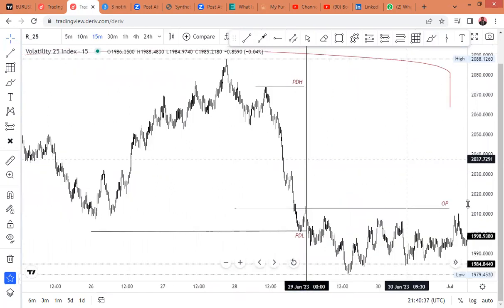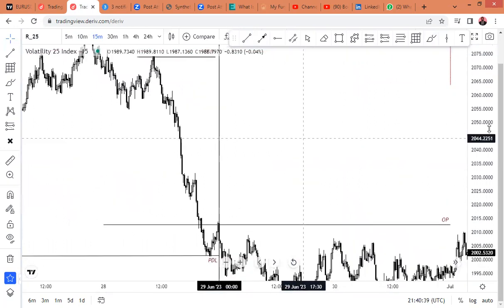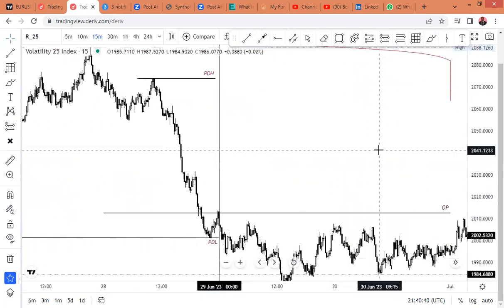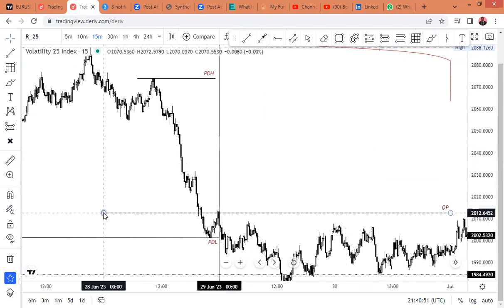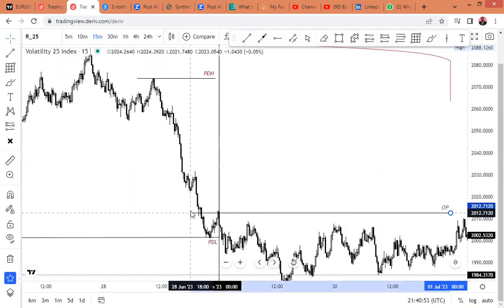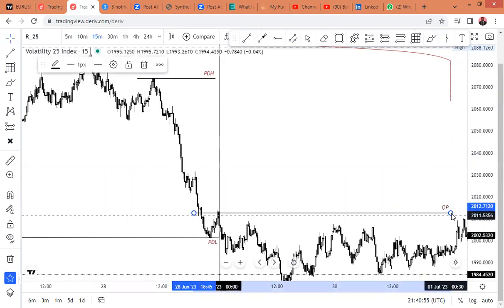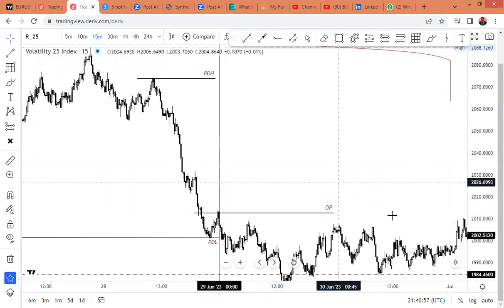Now a candle will do two things: either take the previous day high or take the previous day low, like I explained just now. Because price is moved by liquidity. Price wants to take liquidity. What's liquidity? Where there are previous buyers and sellers. That's where price wants to go.